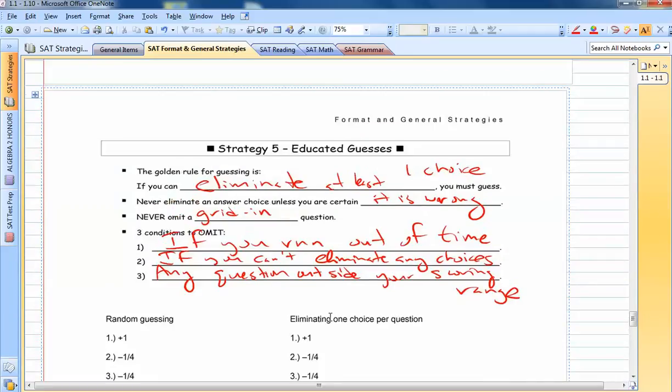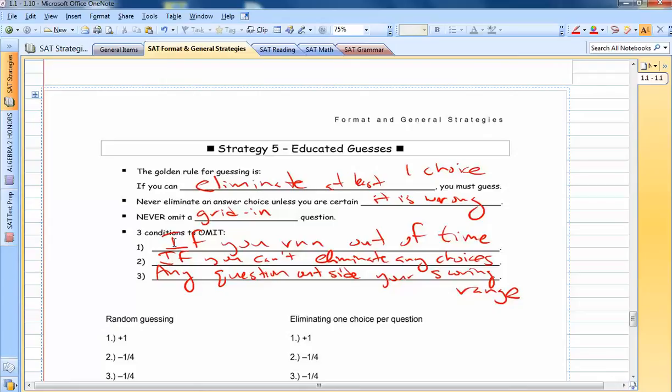But when you do eliminate a choice, you gotta be 100% sure that it is wrong. Never omit grid-in questions because they don't penalize you for those. You only get penalized for multiple choice. So don't leave those blank, even though you have to get very lucky to get those right if you were to guess.